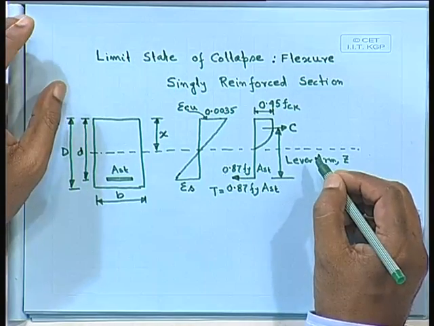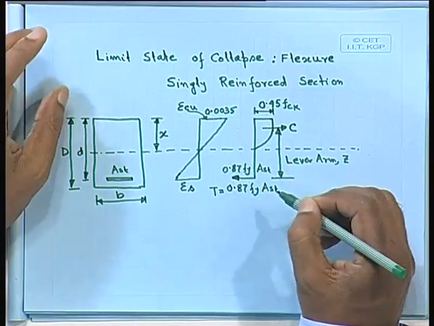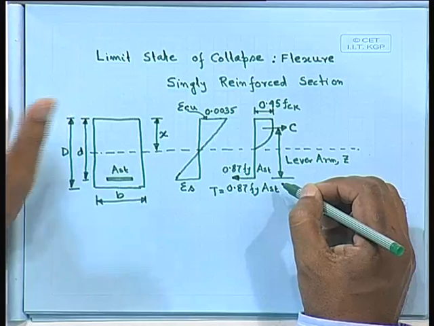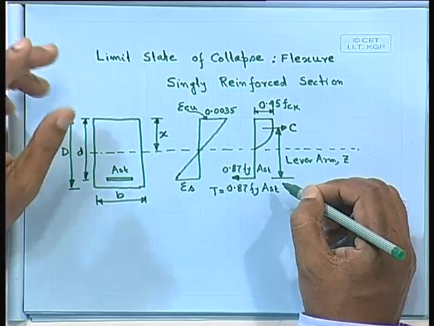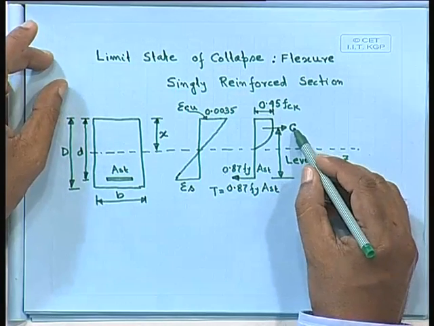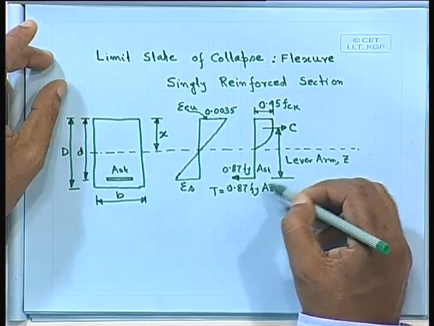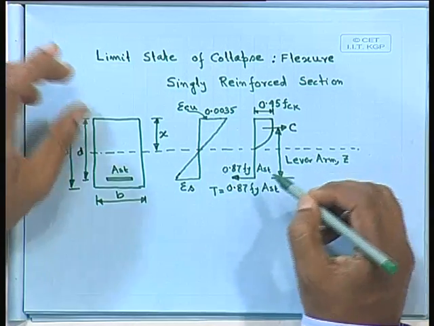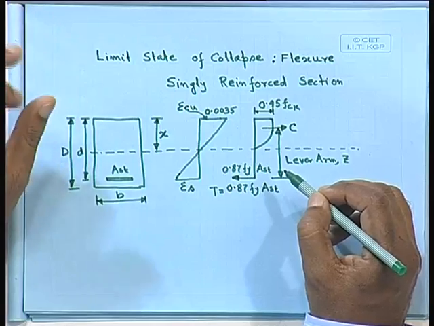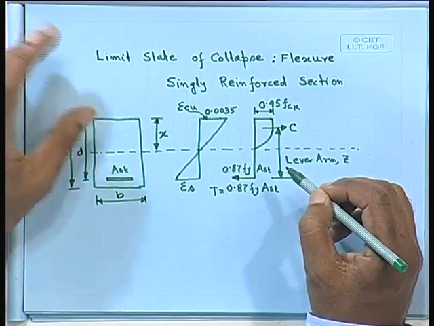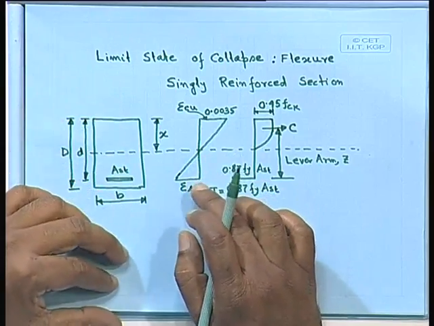Here also we shall consider the same lever arm, and it should be in equilibrium, compressive force equal to tensile force, and moment carrying capacity is nothing but compressive force times the lever arm or tensile force times the lever arm. Only the stress value is different, because we are starting from the strain diagram.